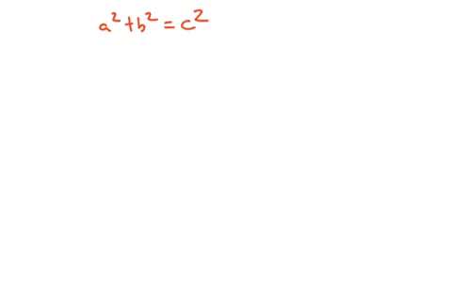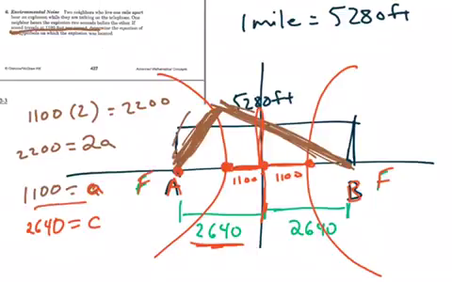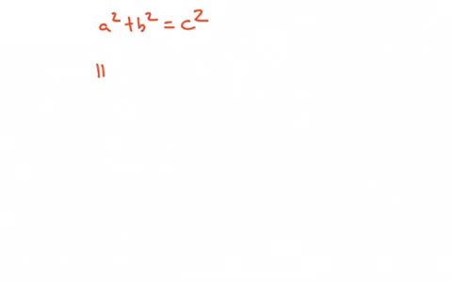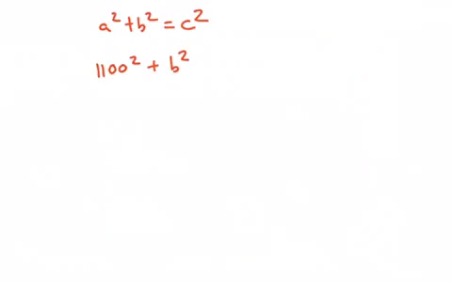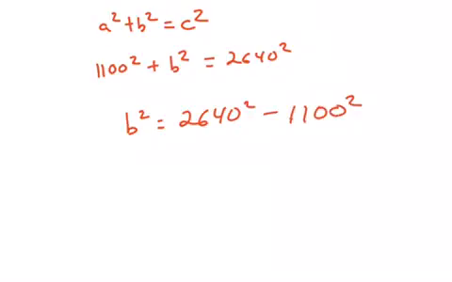So if I need to solve this, I just told you a is 1100, so it's going to be 1100 squared plus b squared is equal to c squared, which I said is 2640 squared. That gives me b squared equals 2640 squared minus 1100 squared. And whatever that gives me, that's going to be my b value. If you type this in the calculator, you get roughly 2400. So what does that tell me?